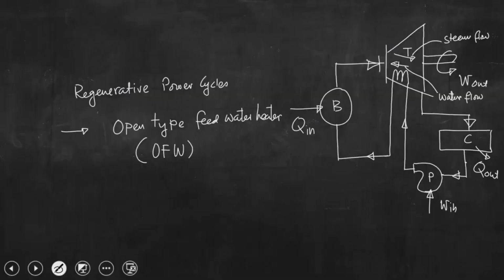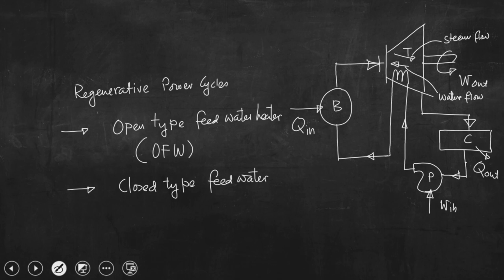Such an arrangement where these two streams are not allowed to mix directly is known as closed type feed water heater. So, this is closed type feed water heater, CFW. Now, we shall discuss these two different types of regenerative process in today's class, and first we shall take up this.